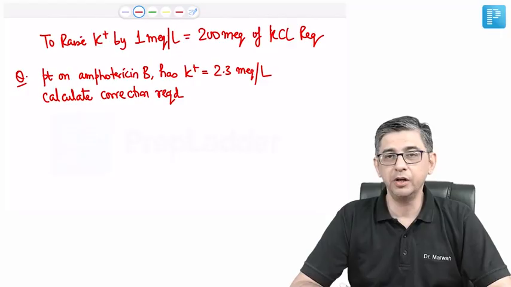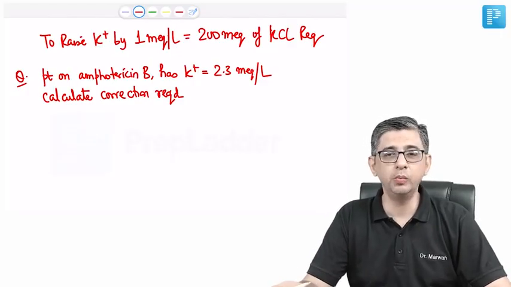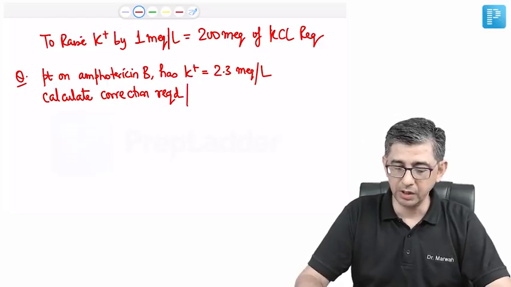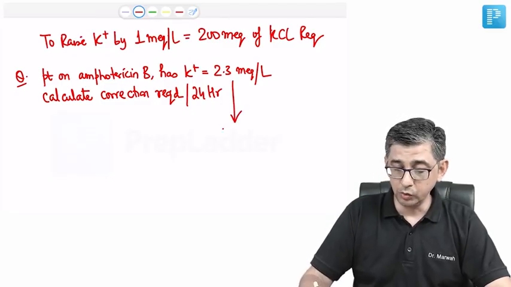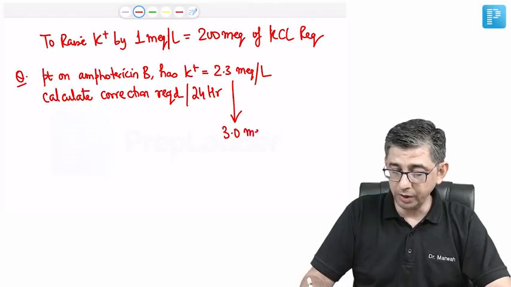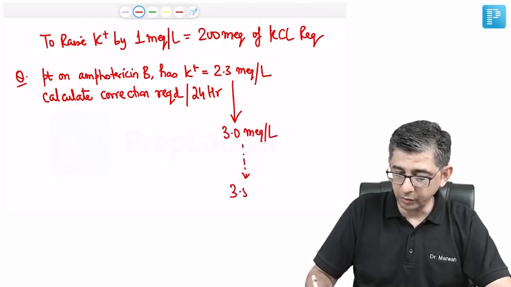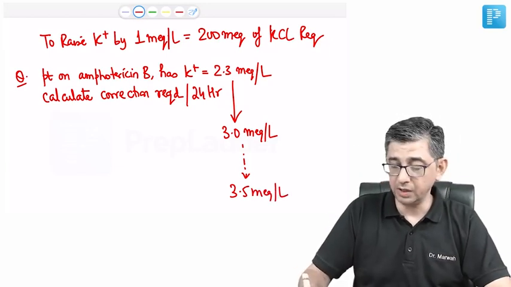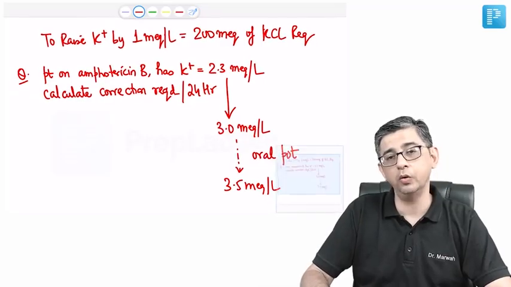Now we solve a question here that was asked in the exam. The question said a patient on amphotericin B is having a potassium value of 2.3 milliequivalents, and what is the correction to be given to this patient over the next 24 hours? Well, first of all, I want to sensitize you to the fact that in any person, the objective is to reach a safe value of at least 3 milliequivalents per liter. Finally I want to upgrade to 3.5, which is the lower limit of normal. Normal values are 3.5 to 5.5.